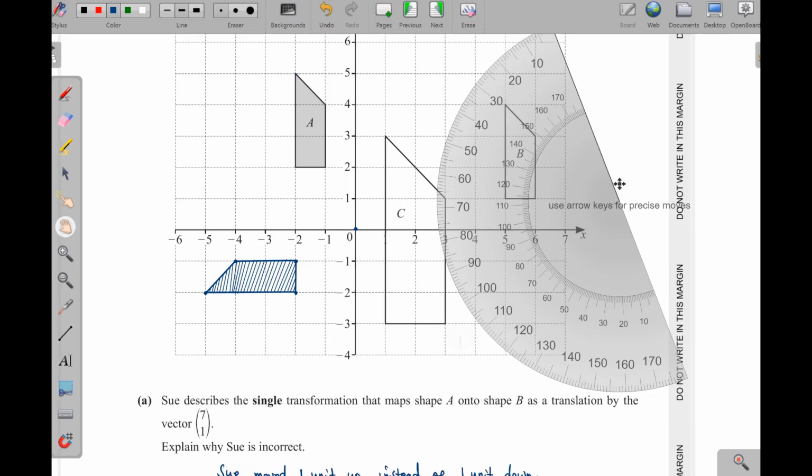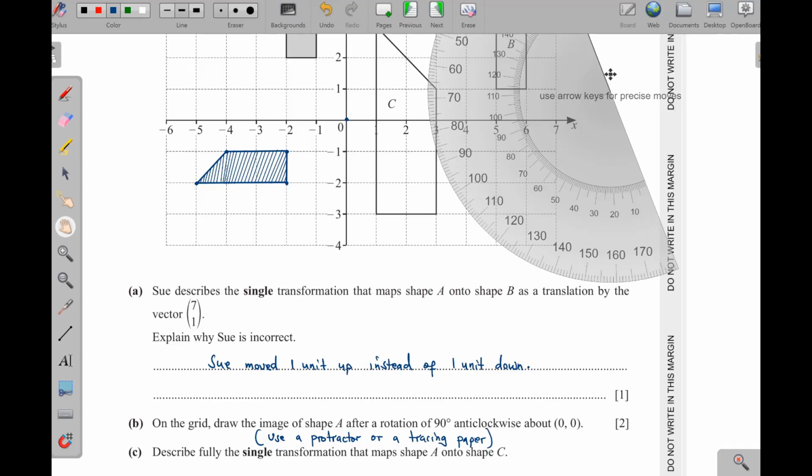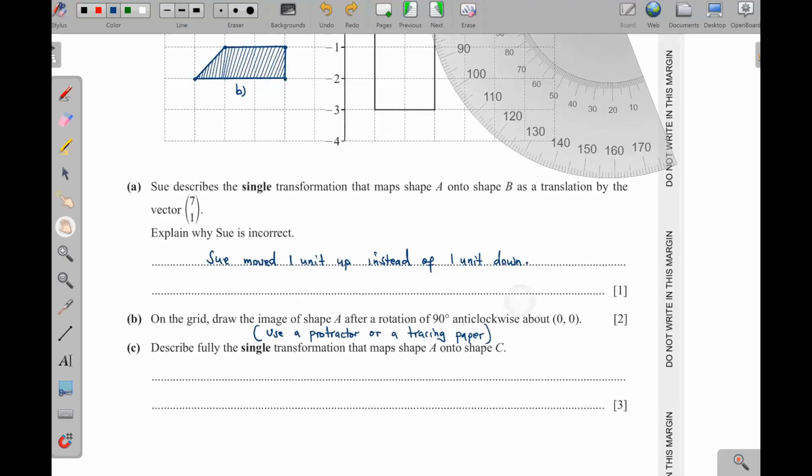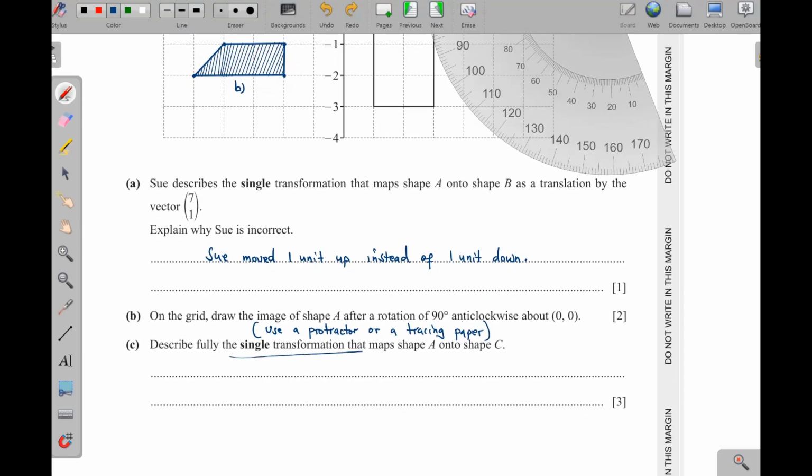So like that. But then this one, they didn't tell us to label, but to be so systematic in your work and very smart, I can just put that is part B. It makes the work of the examiner very easy. They can just look at it and then give you the marks. Then part C, describe fully the single transformation that maps triangle A onto triangle C. I've already said look at the number of marks given.